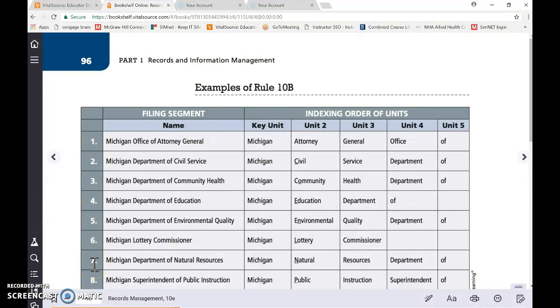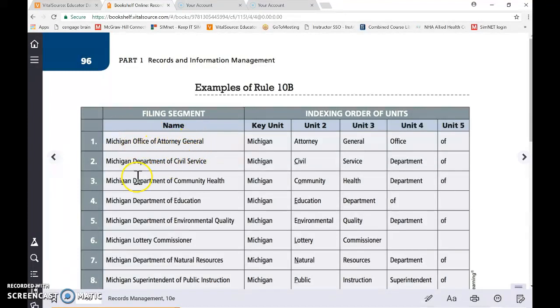When you're looking at state government names, the state itself is what your key unit is going to be. That is the most important information. So, for example, the Michigan Office of Attorney General. Michigan will be your first unit because that is the most important, the state. And then you'd need to take a look at what's most important next. Is it office or is it Attorney General? It's Attorney General. So you would do Attorney General as your next two units, and then Office of is the last ones.